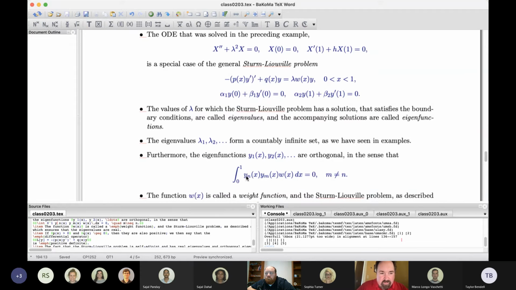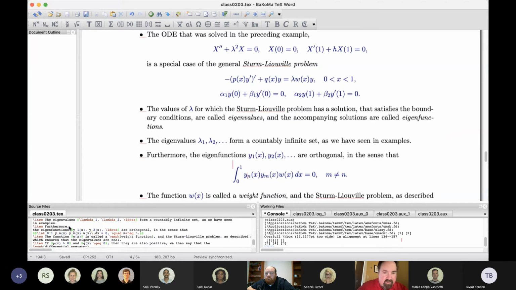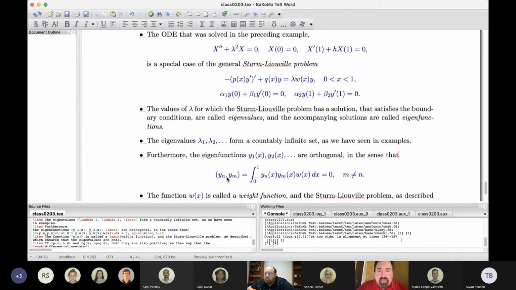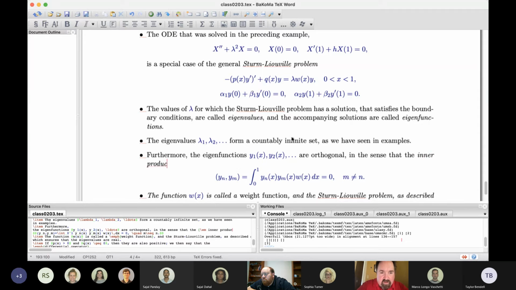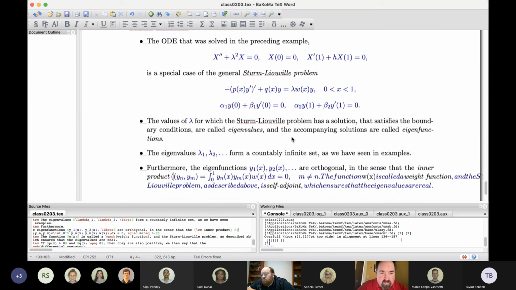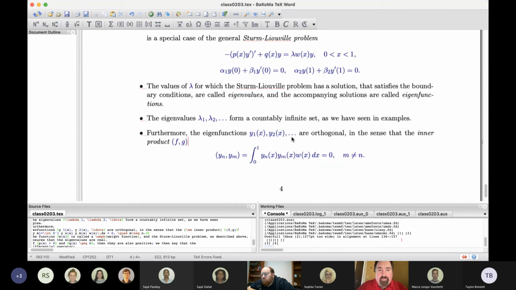One thing I want to mention here regarding this equation, I'm going to introduce this notation. This operation of taking these functions yn and ym, multiplying them also by the weight function, and then integrating from 0 to 1, the domain of the problem, is the inner product that can be defined for any two functions, but here's the inner product of yn and ym.